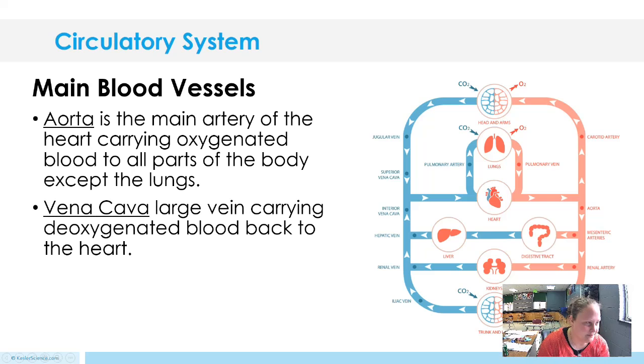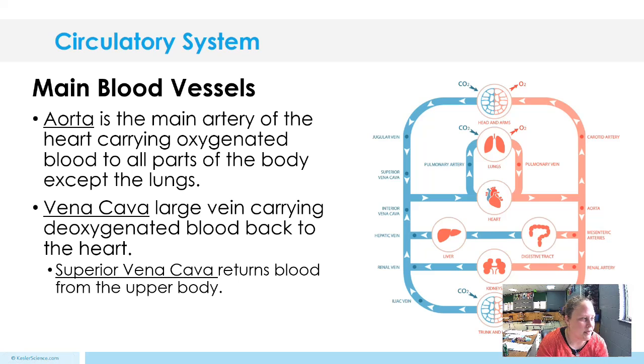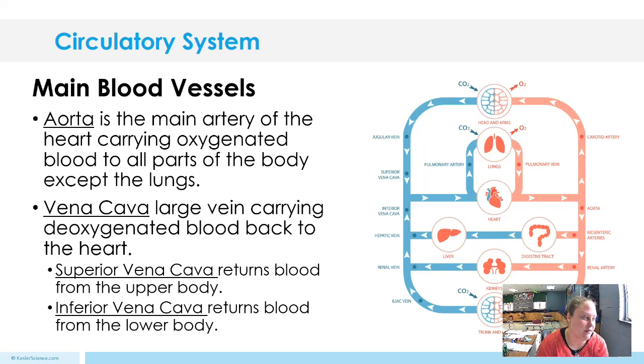The vena cava, which is on your right hand or left hand side, is a large vein carrying deoxygenated blood back to the heart. So it's picked up the waste, it's picked up the carbon dioxide, and it's going back to the heart. The superior vena cava returns blood from the upper body, and the inferior vena cava returns blood from the lower body. So you have two of these vena cavas. Superior is coming from the upper body back down to the heart, and inferior is coming from the lower body back up to the heart.